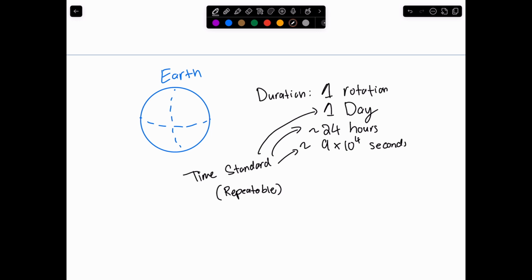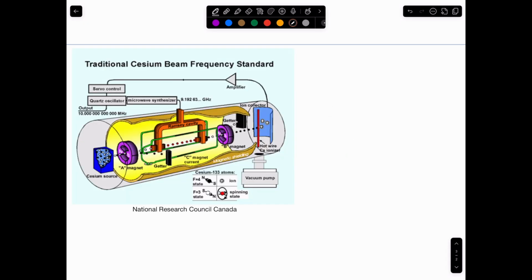But you might know that the rotation of the Earth is not always constant. The rotation changes slightly over the year, and so 24 hours is just a very good average that we use on Earth as humans for everyday things. For a true time standard, we need something repeatable and absolutely consistent. And to do that, a great invention called the atomic clock was invented. Here's a diagram of an atomic clock that uses cesium, and I got this picture from the National Research Council of Canada.